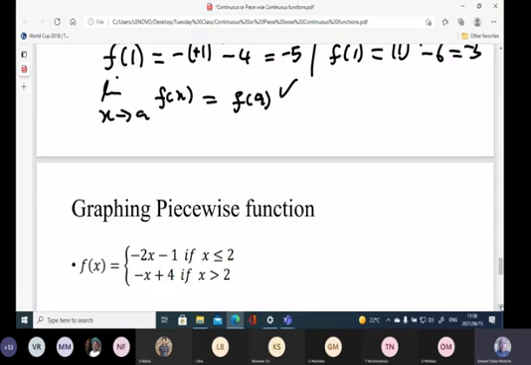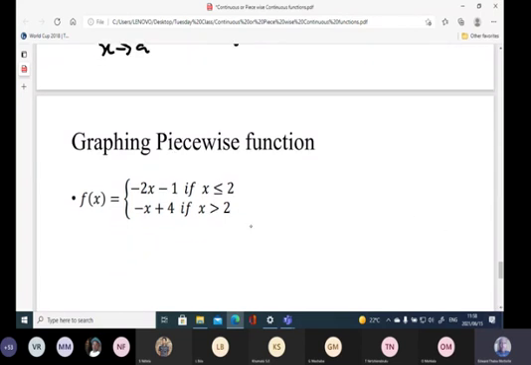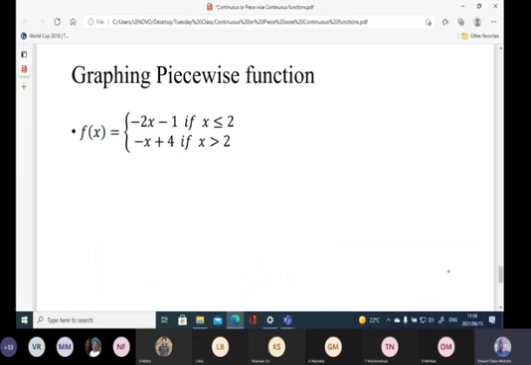Now, the other thing that is important is you should be able to graph this type of function, this split function. So I'll follow the steps. Let's plot this one.